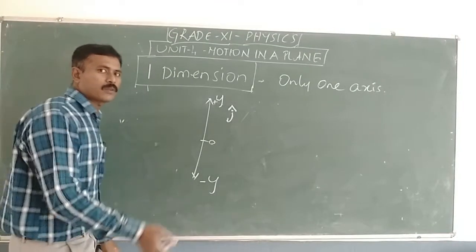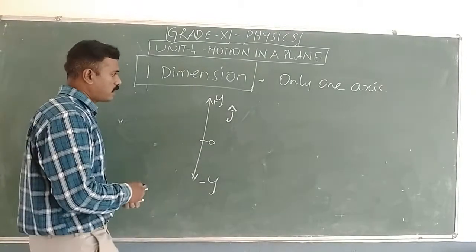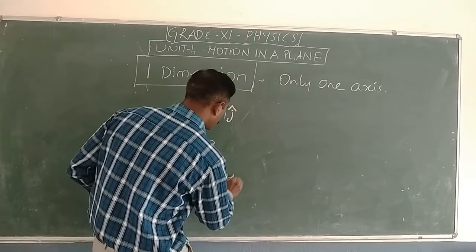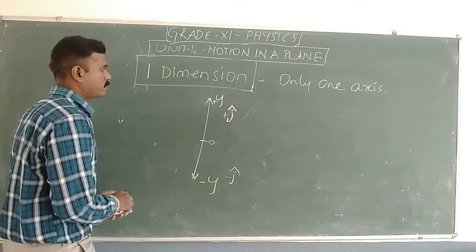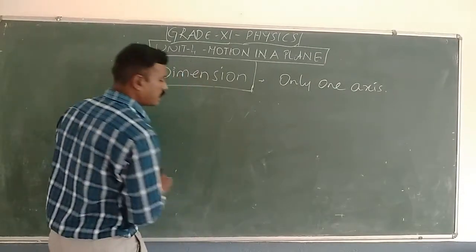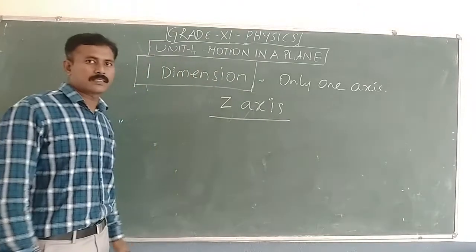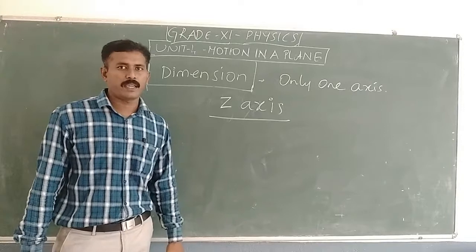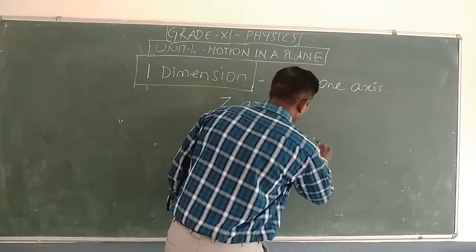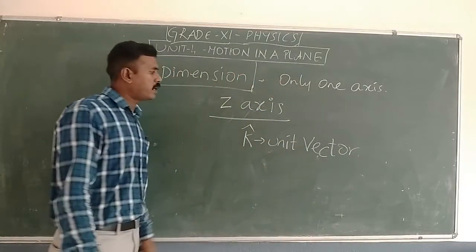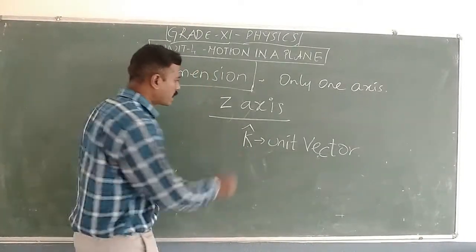Then the third one is the third dimension. So for the y axis it is j, and this is plus j and this is minus j. Clear? The third one is the z axis. The z axis is the axis that is perpendicular to both x and y. That is the third dimension. The unit vector is k. k is the unit vector in the z axis. So this is how we represent a unit vector, a small alphabet with a cap at the top.